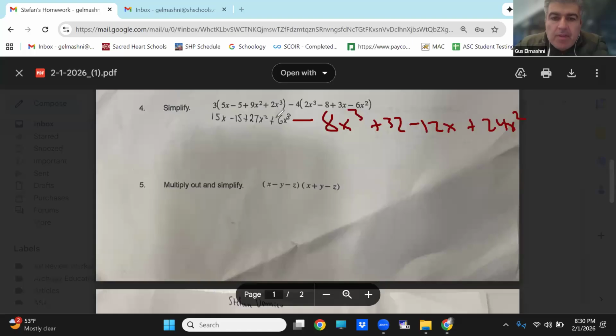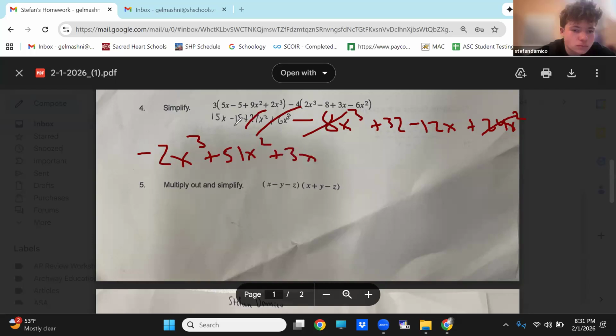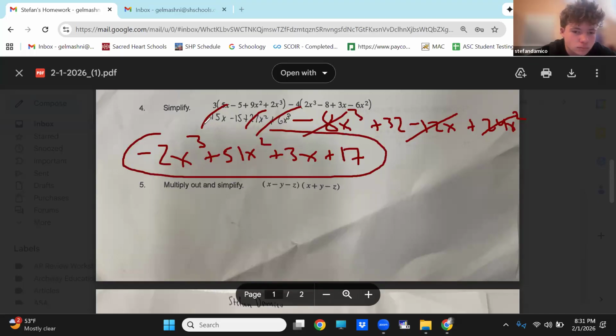Okay. So let's look at the x cubes. You have 6x and -8x cubed, so it's -2x cubed. So we'll just get those out of the way. And then you have the x squares, 26x squared, 24x squared, 51x squared. You have 15 and -12 is plus 3x. And -15 plus 32 plus 17. So not too bad.